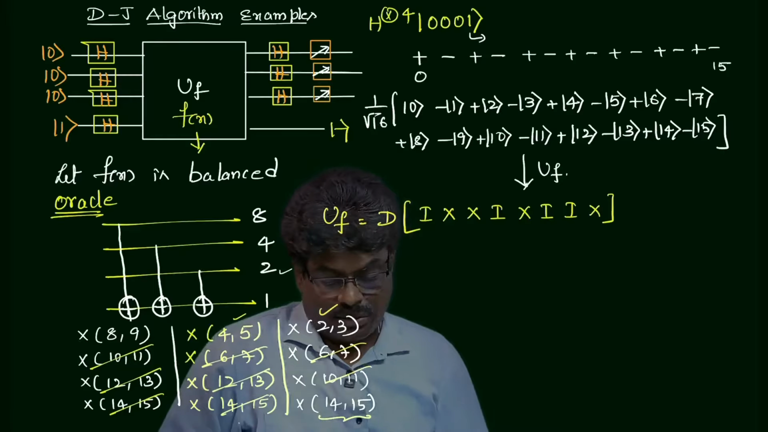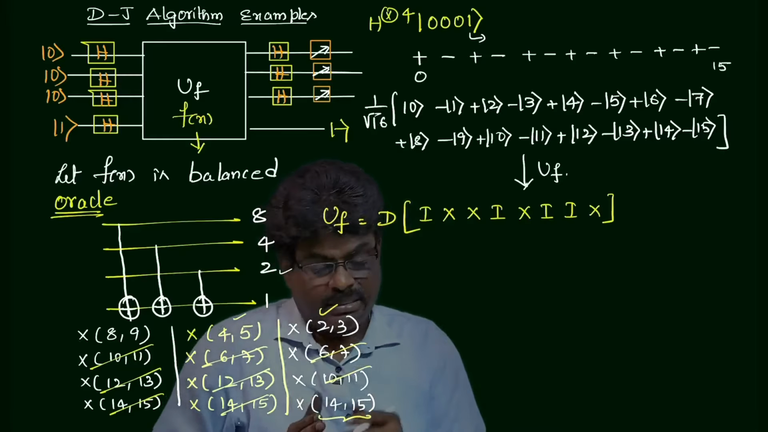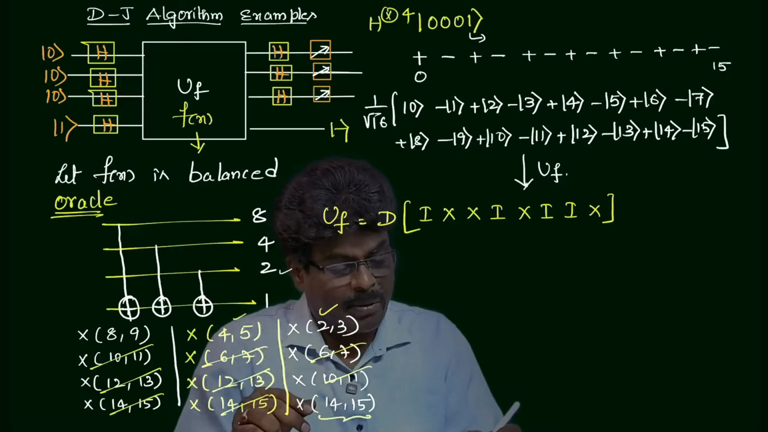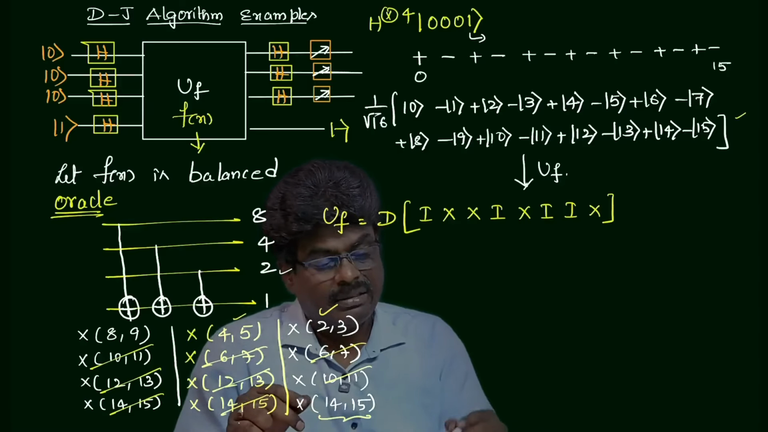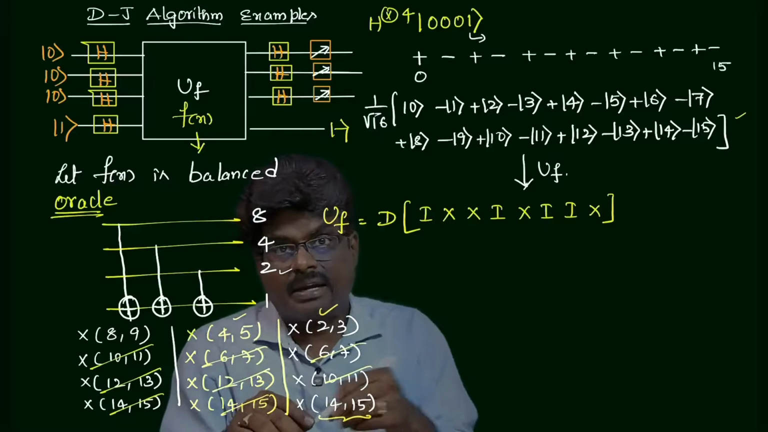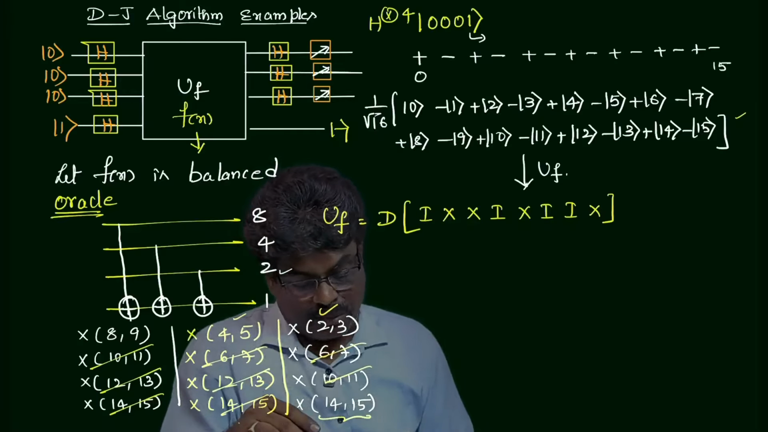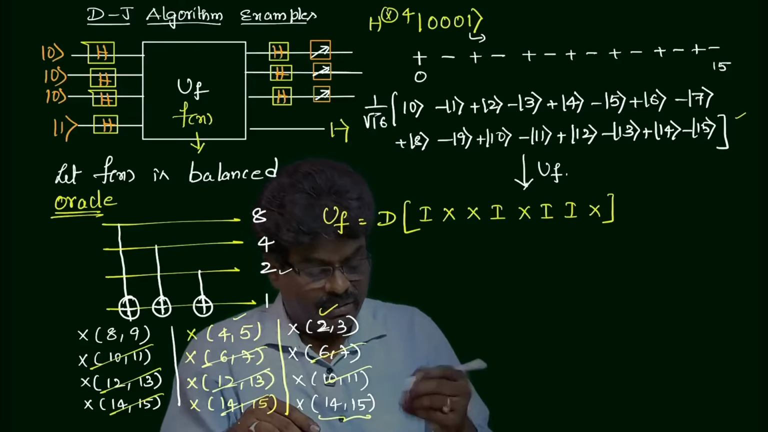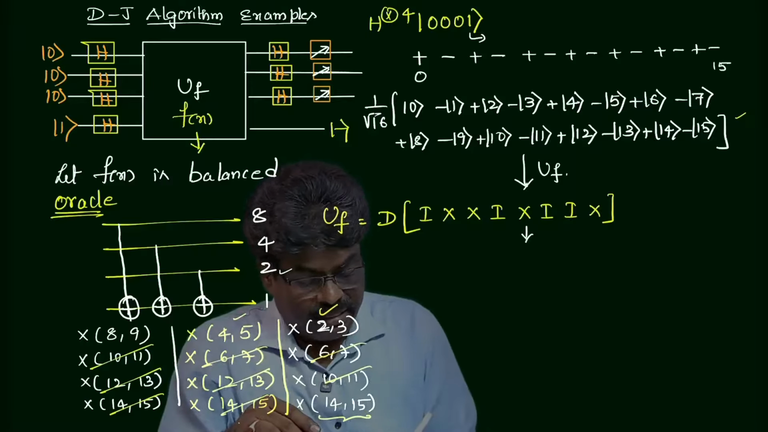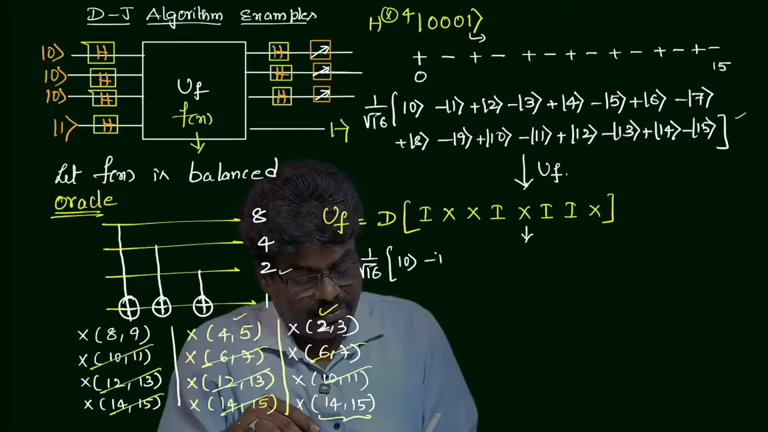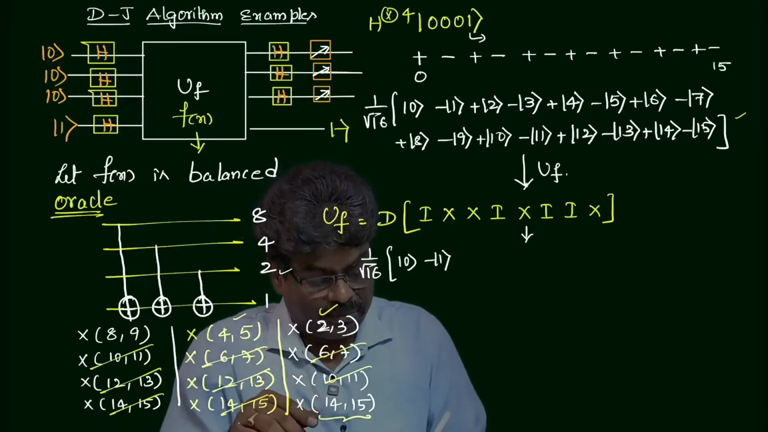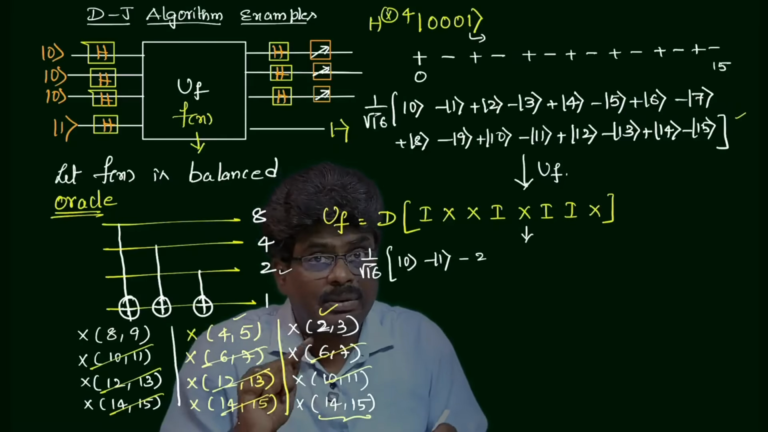Okay, so once you operate this unitary operator on this initial state, initial state means after the Hadamard operations, it will flip 2 to 3 and 3 to 2, 4 and 5, 8 and 9, and 14 and 15. Then this is nothing but 1 over root 16, 0 as it is, 1 as it is, and a 2 and a 3 flip. That's why I'm writing minus 2. I hope now you understand what I'm writing.